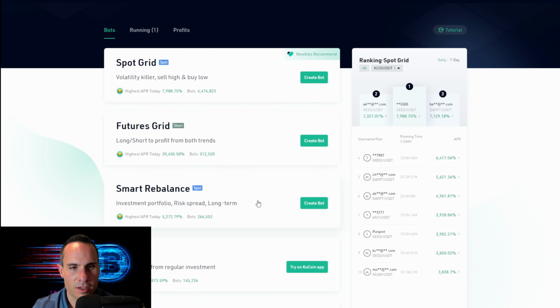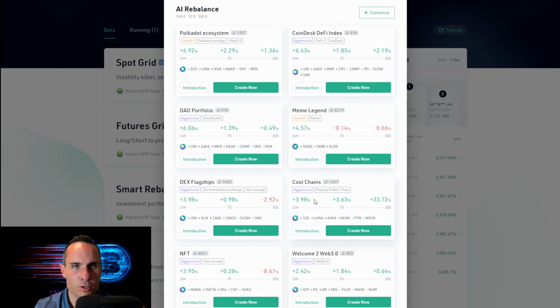Now, as they say, it's an investment portfolio, risk spread, and for long-term holding. When you click on Create Bot, you're going to see a few things. They've got a number of pre-created bots. These you can think of as somewhat like ETFs or exchange traded funds that you'd find in the stock market. They'll give you different portfolios depending on what you'd like to achieve.